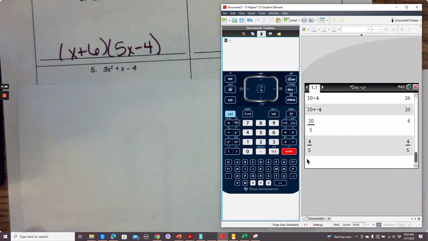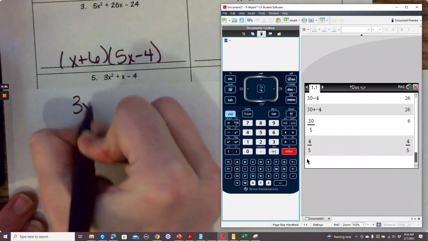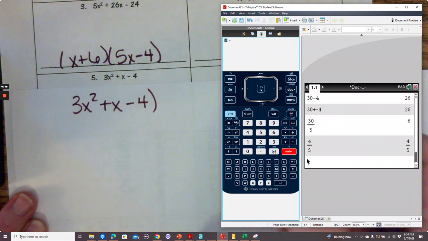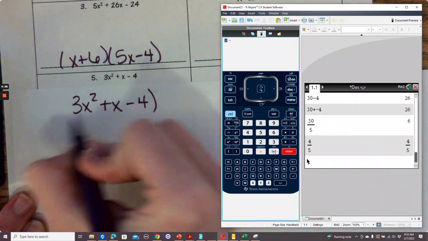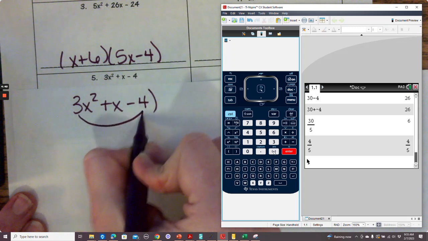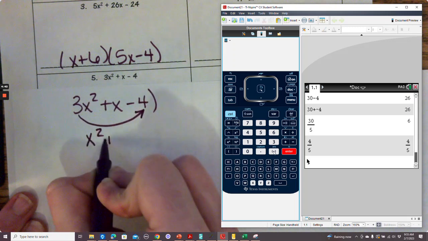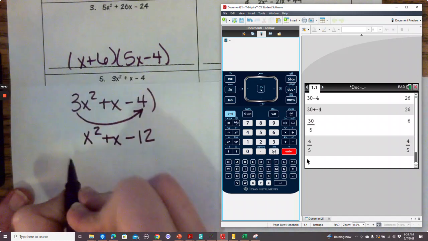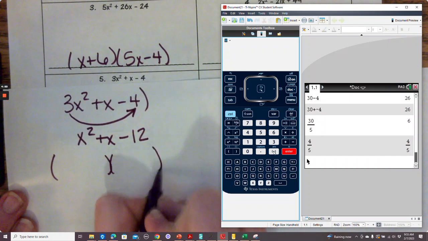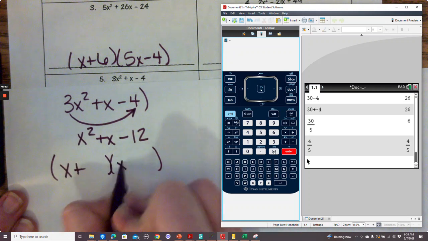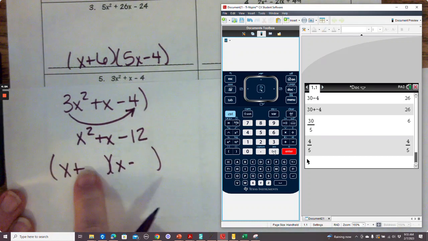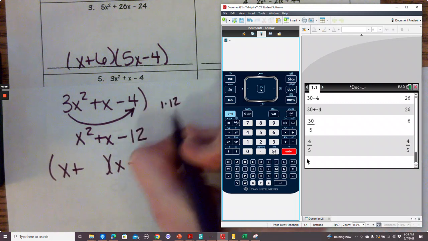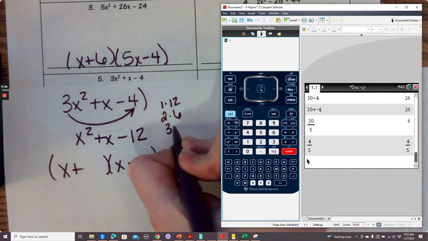All right, so another slip and slide. 3x squared plus x minus 4. Oop, my bad. We don't want a number in front of the x, so we slip it to the back. X squared plus x. 3 times negative 4 is a negative 12. My factors are going to be x plus a number, x minus a number, the bigger one goes with the plus. Factors of 12. 1 times 12, 2 times 6, 3 times 4.